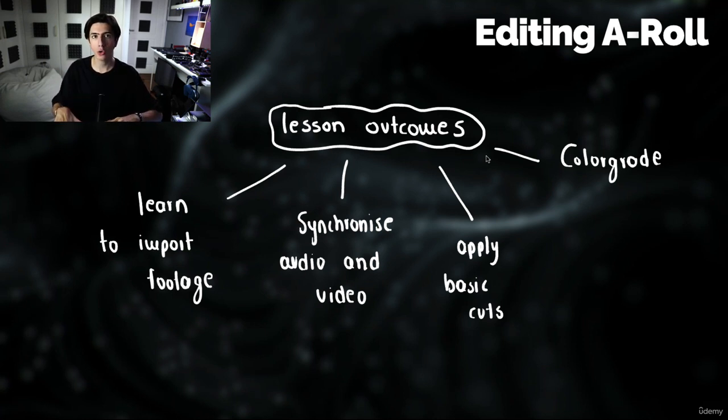Finally, we're going to close this lesson by discussing some basic color grading principles when it comes to the exposure, the sharpness, and the saturation that you need in order to really nail your A-roll.